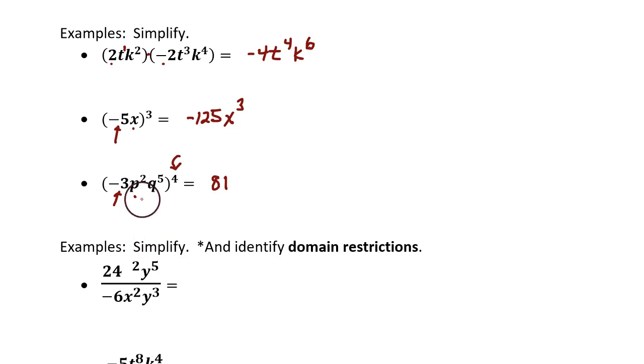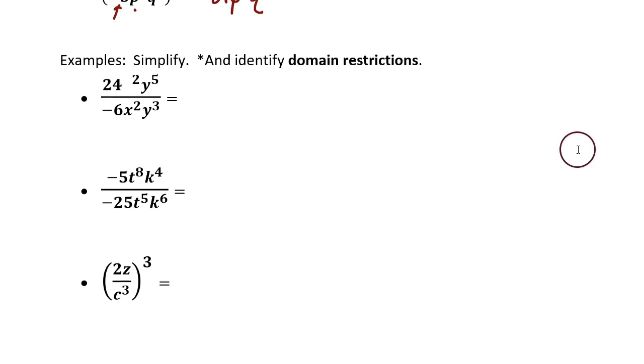Then work with the variable. p to the second raised to the fourth is p to the eighth, because when you raise a power to a power, you multiply the exponents. Then the letter q, what exponent goes here? It's a 20.